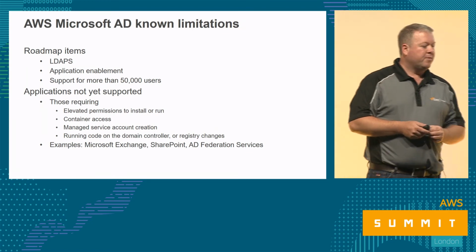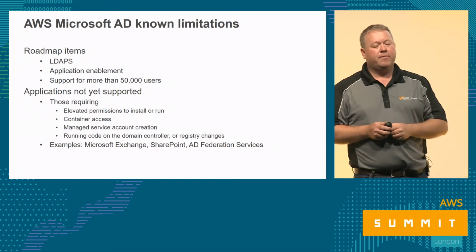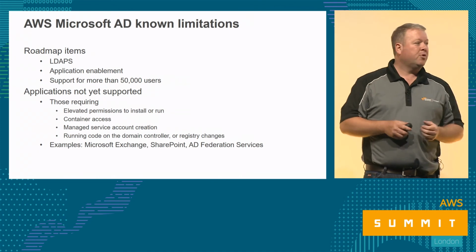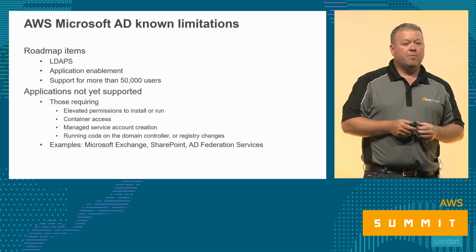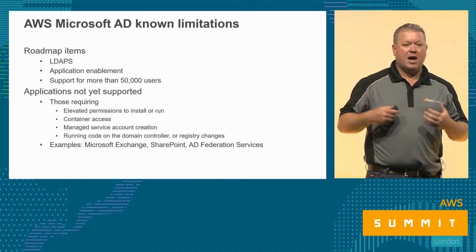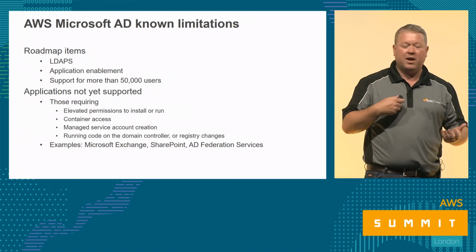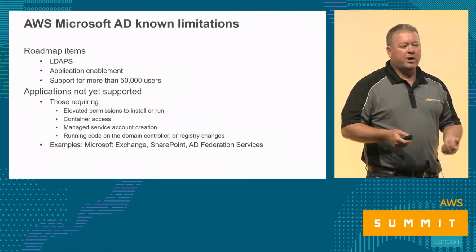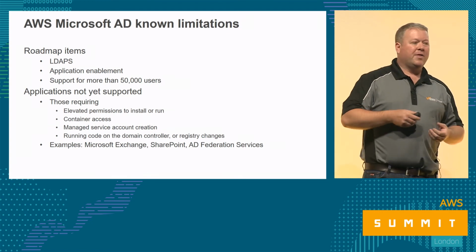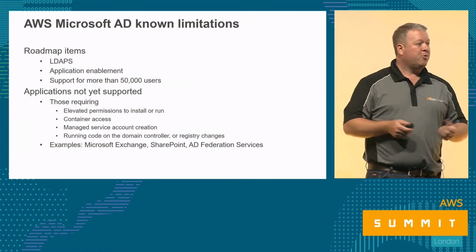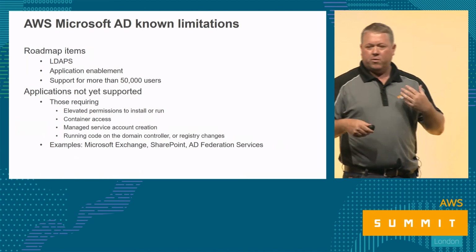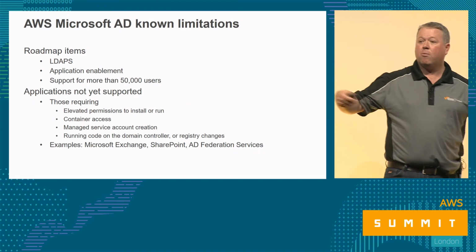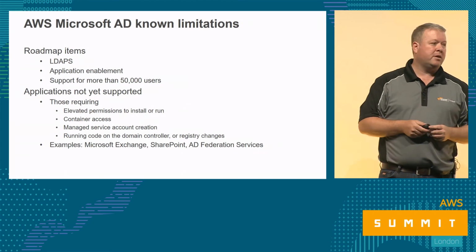Okay. Support for more than 50,000 users. Now, I have customers using more than 50,000 users, but officially, it's only supported for 50,000 users, and that's simply a scaling item. It's about how many global catalog searches and how many user objects I can really read at any one time. The more users I have, the more traffic I have, the higher the requirement on the underlying hardware to support that. So one of the things we're looking at doing moving forward is auto-scaling of the Active Directory, so bringing on more nodes to support additional capacity.